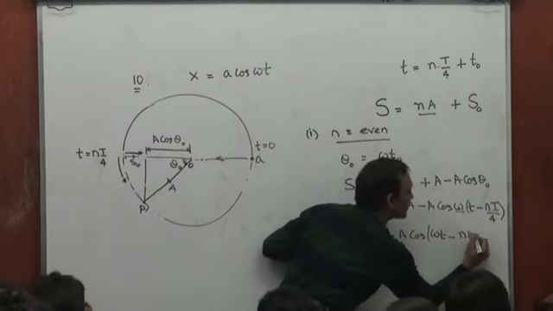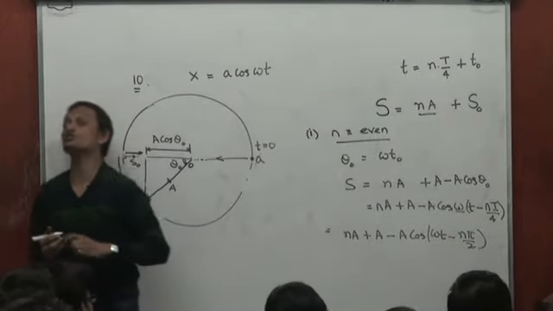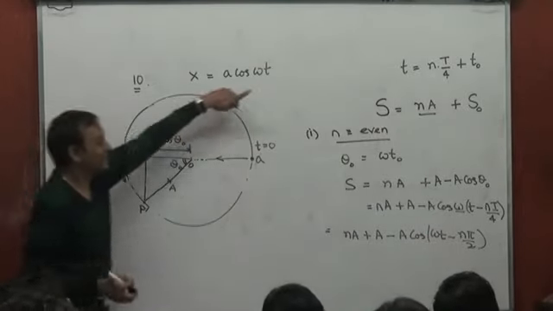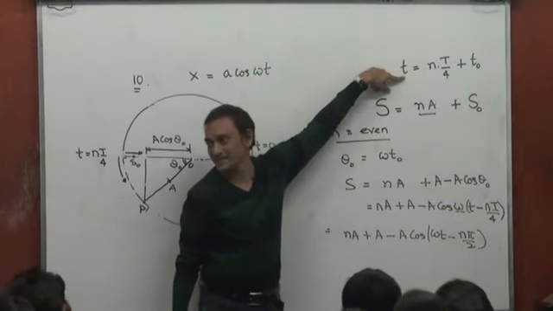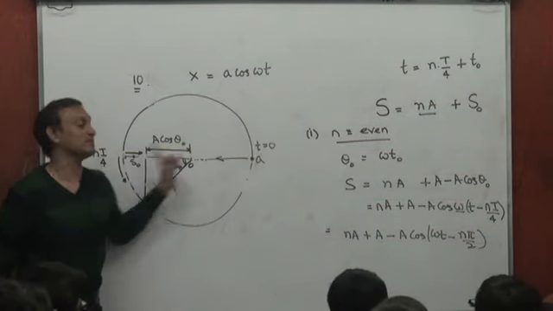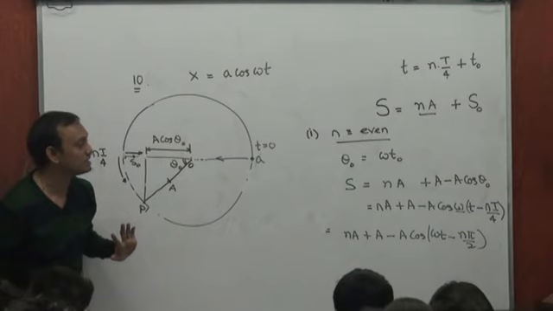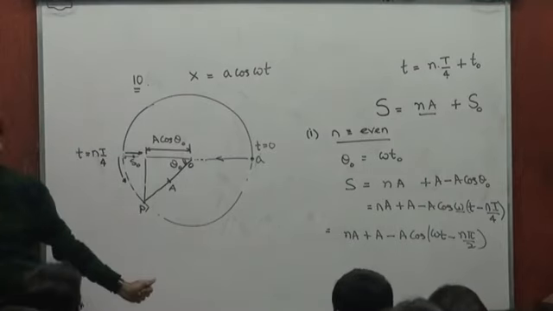So when n is even, this is the distance traveled by the oscillator in t seconds. Whenever n is even, the distance traveled by the oscillator starting from the rightmost extreme is going to be Na plus A minus A cos of (omega t minus n pi by 2). Yes or no?